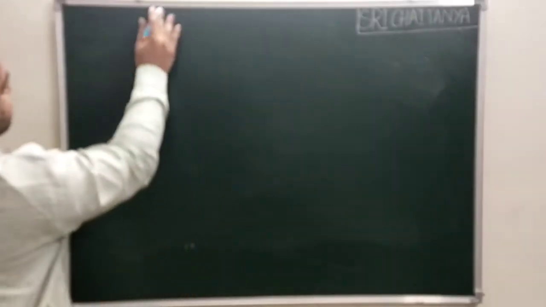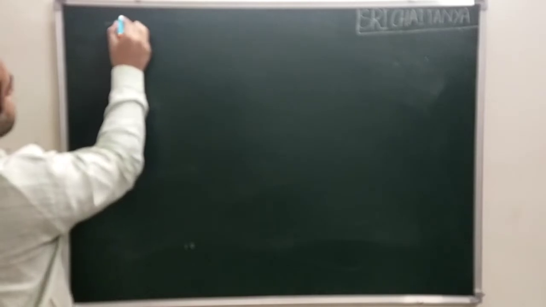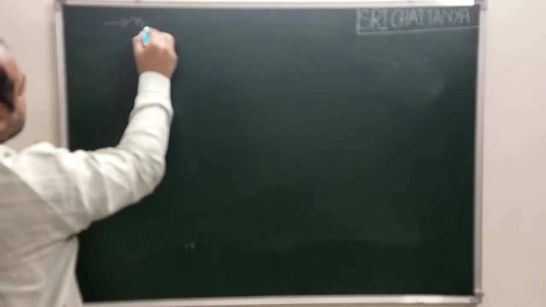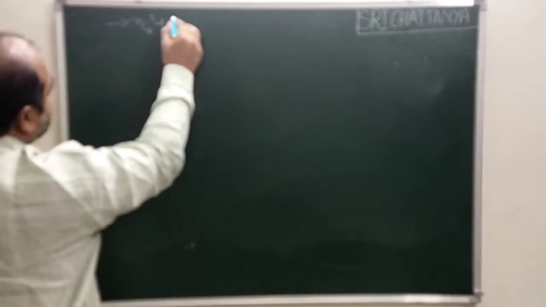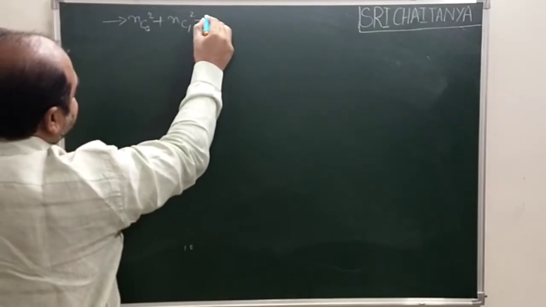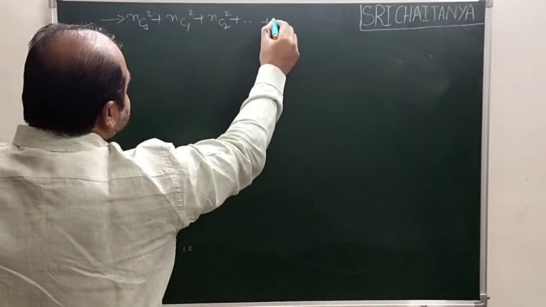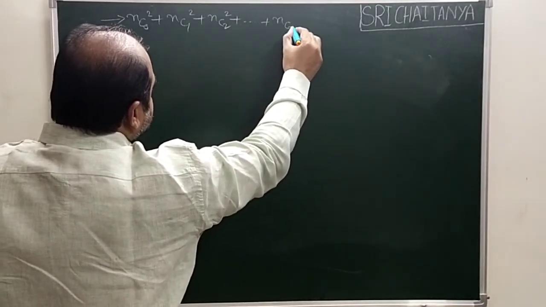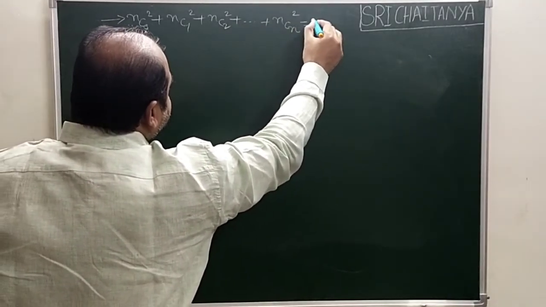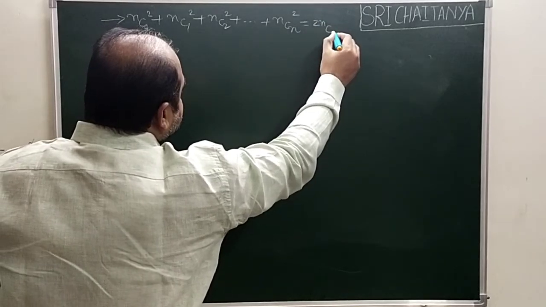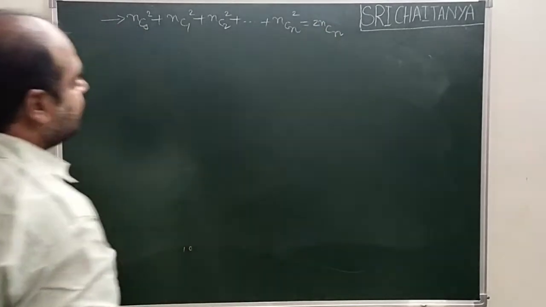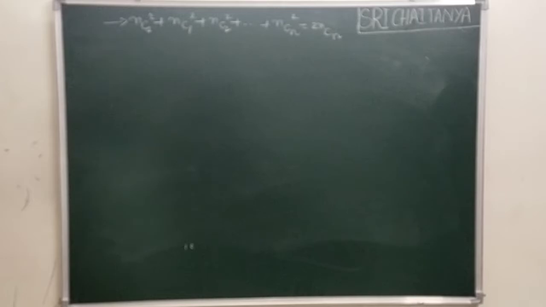Yesterday I have discussed about this also. NC0 square plus NC1 square plus NC2 square and so on NCn square. This formula is 2NCn. This is the formula.